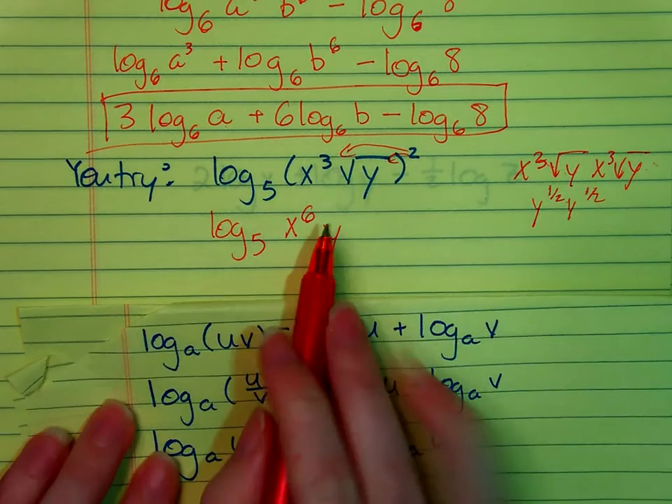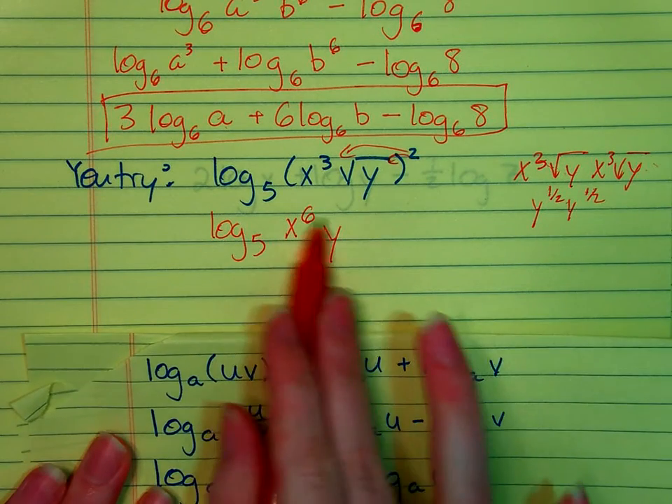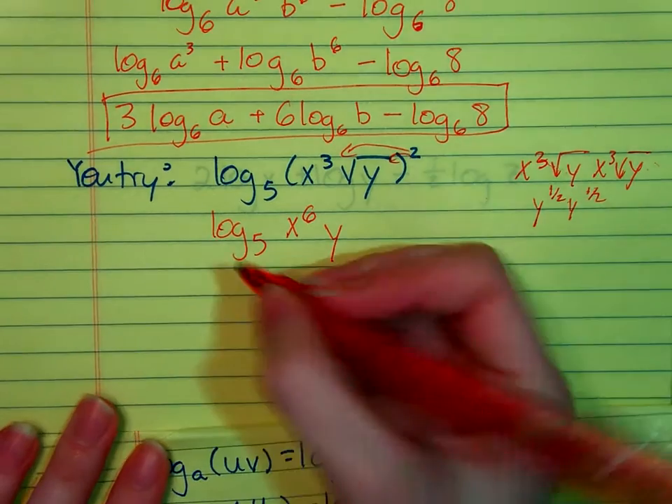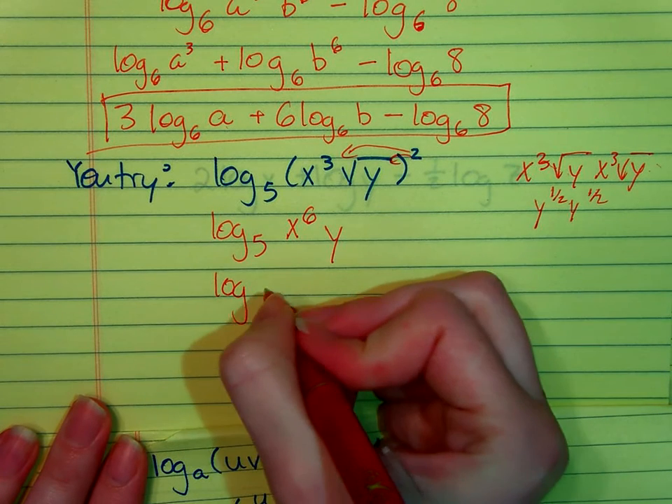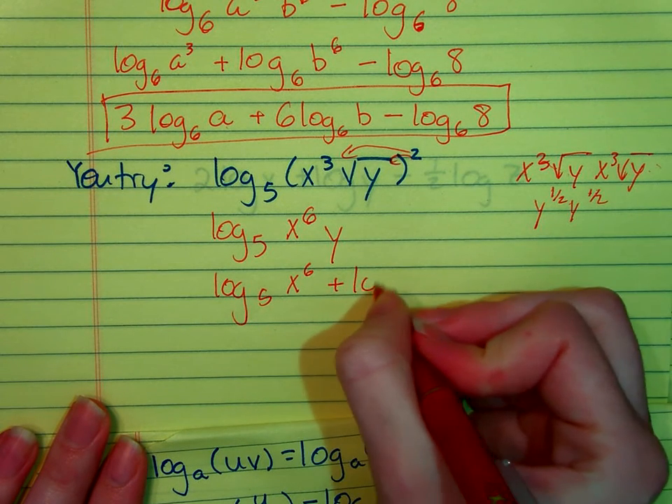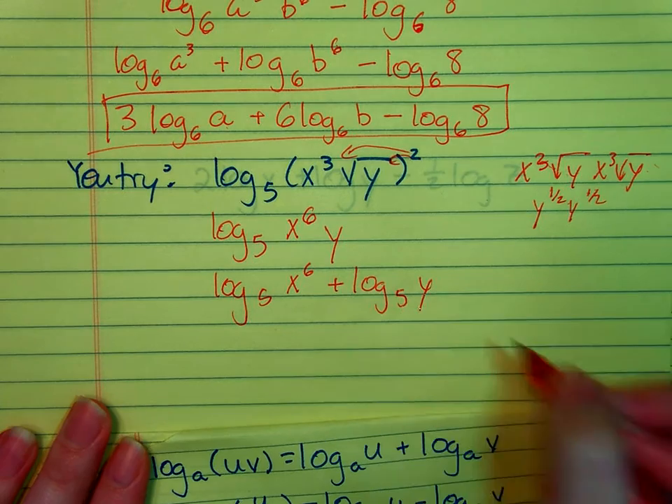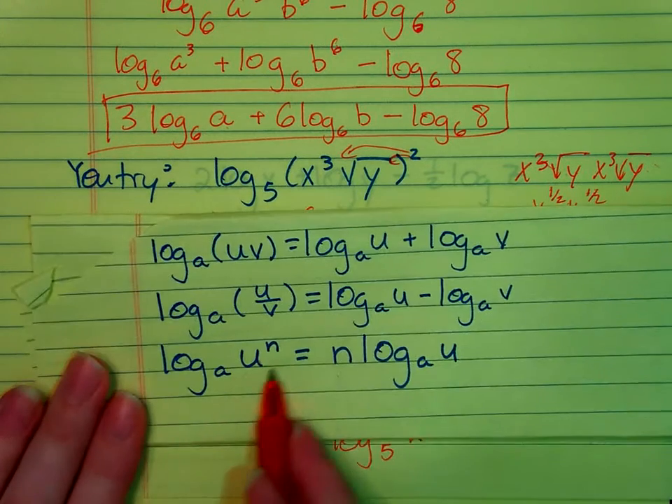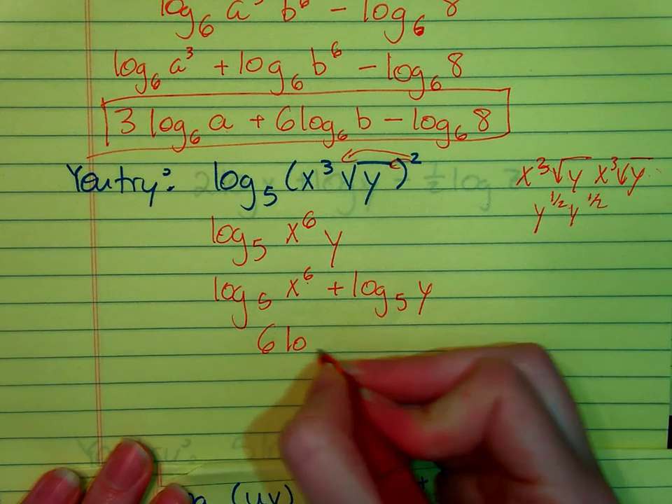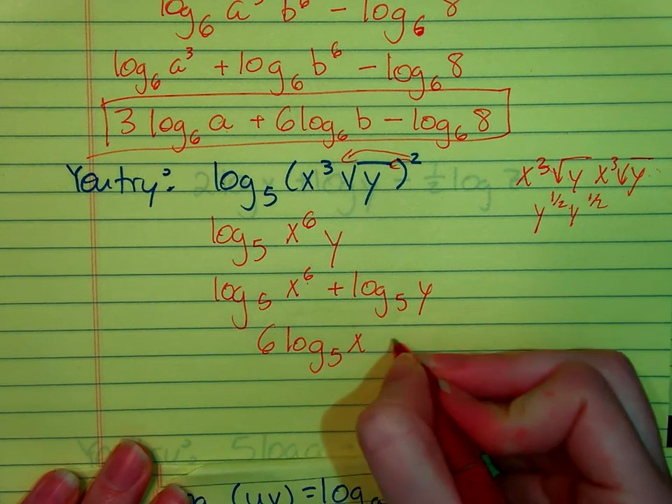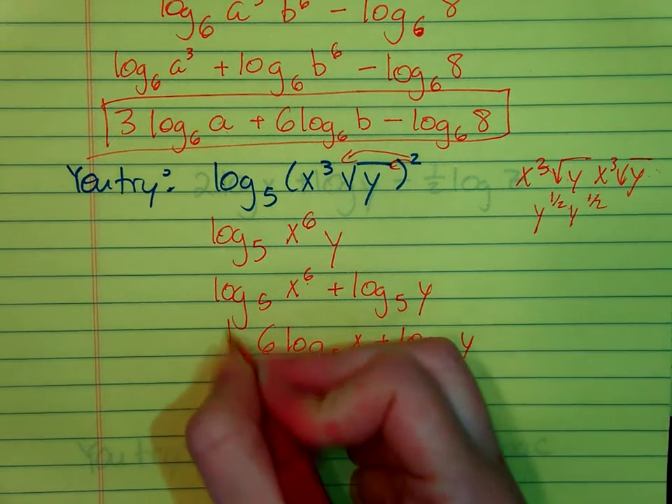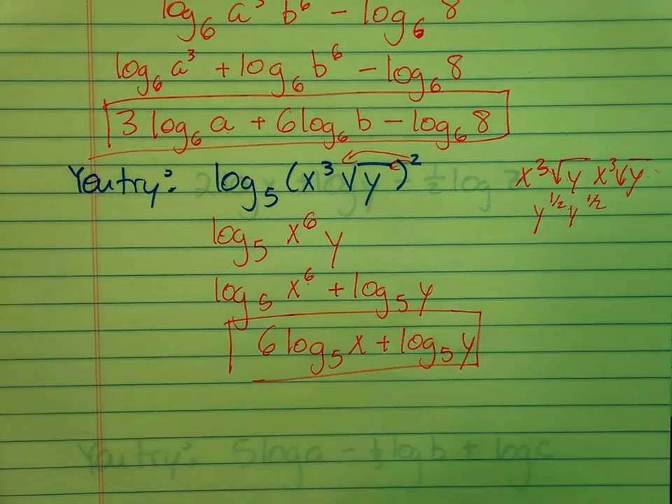Now that I've simplified this part, I can start to apply my log rules. So first I'm going to apply multiplication. So I have log base 5 of x to the 6th plus log base 5 of y. I'm almost done. I can go ahead and expand out that exponent by bringing it out front. 6 log base 5 of x plus log base 5 of y. And now I'm done because I got just one number under there.